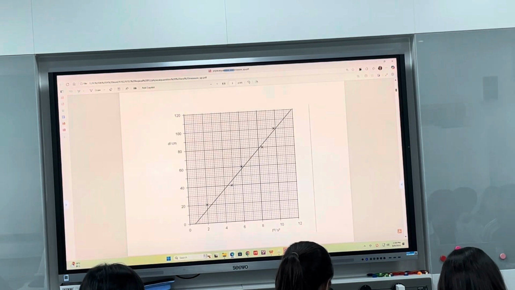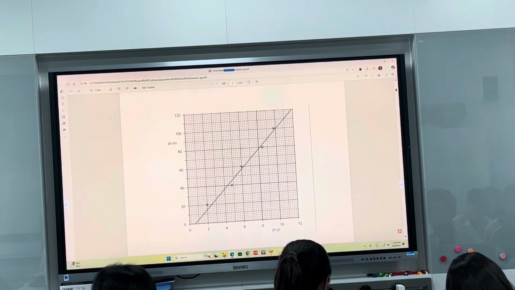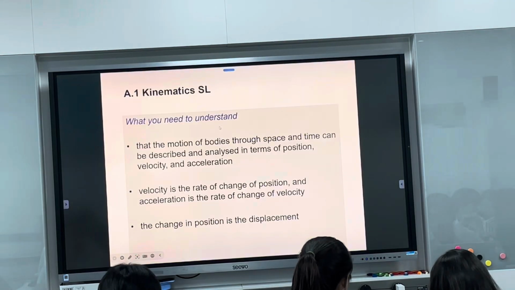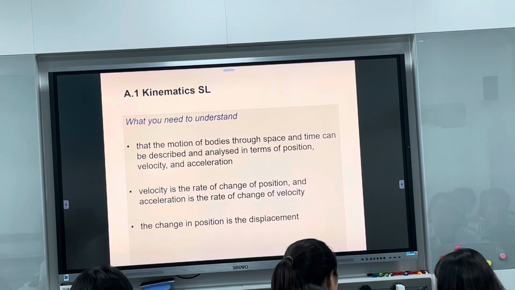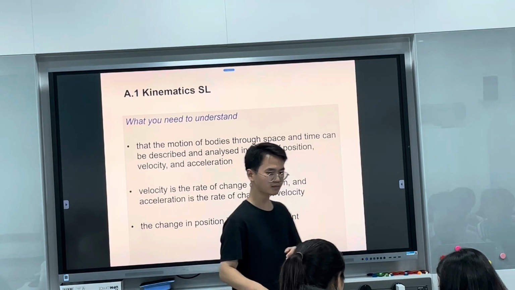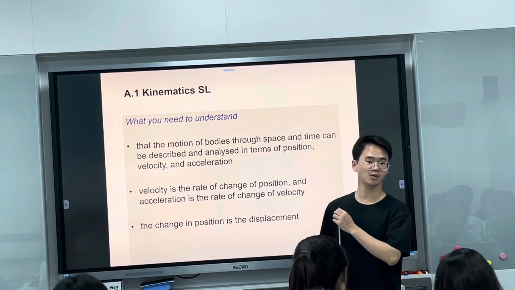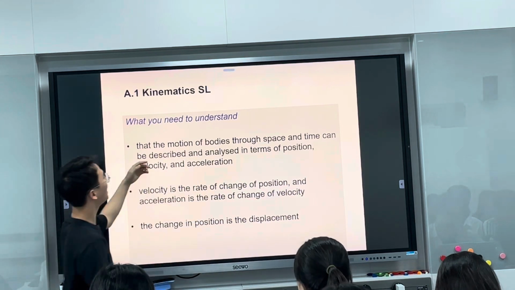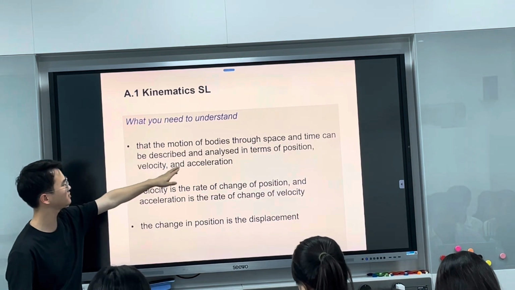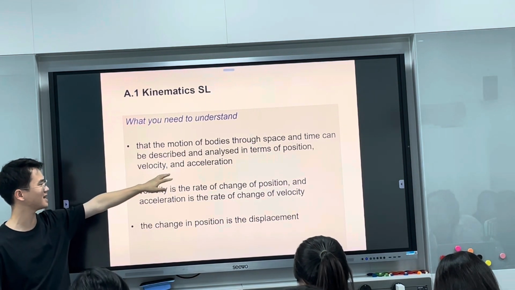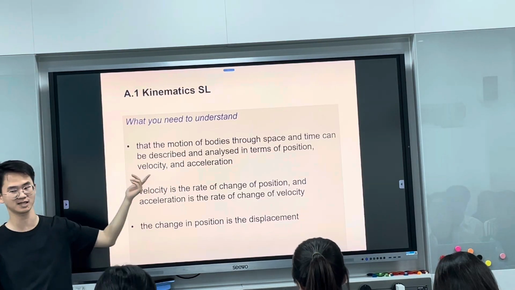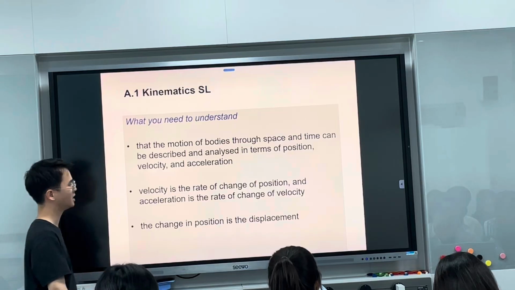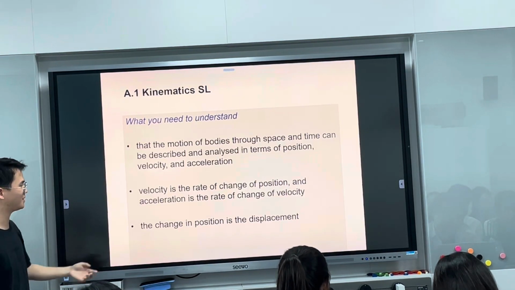Today we're gonna look at A1, kinematics. In this chapter, first of all, the motion of a body through space and time can be described and analyzed in terms of position, velocity, and acceleration, which you guys have already learned in MYP. So we're just quickly running through them.